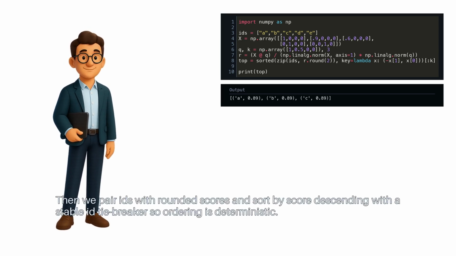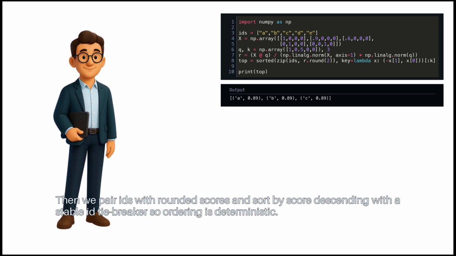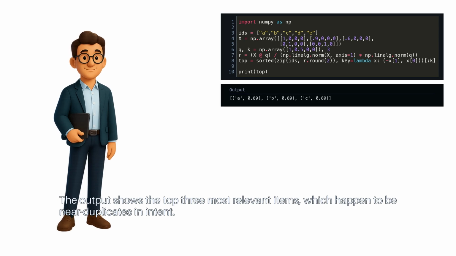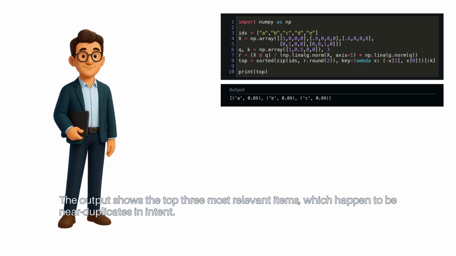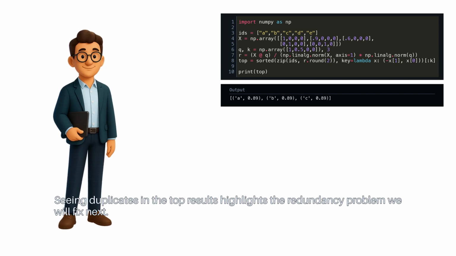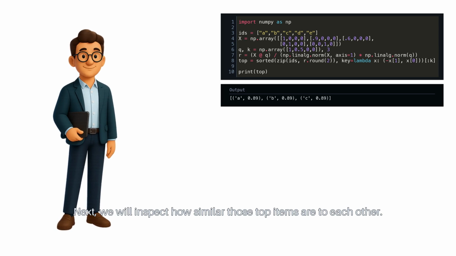Then we pair IDs with rounded scores and sort by score descending, with a stable ID tiebreaker, so ordering is deterministic. The output shows the top 3 most relevant items, which happen to be near duplicates in intent. Seeing duplicates in the top results highlights the redundancy problem we will fix next. Next, we will inspect how similar those top items are to each other.